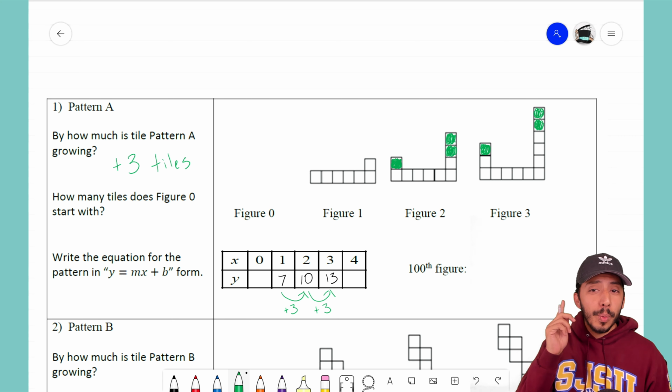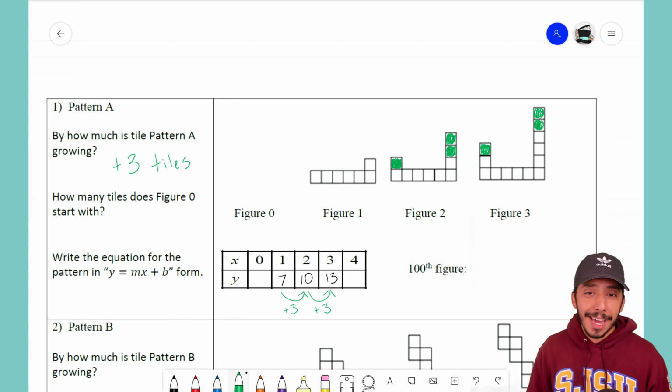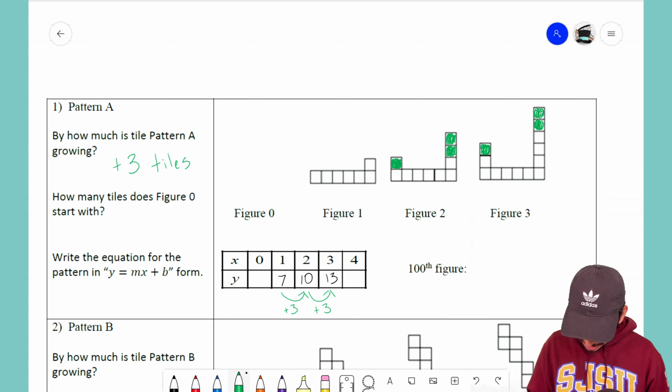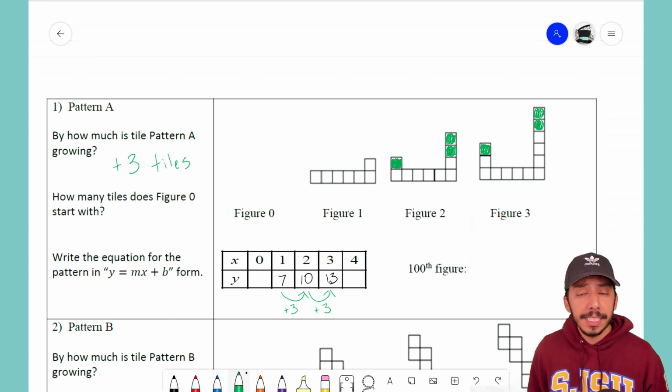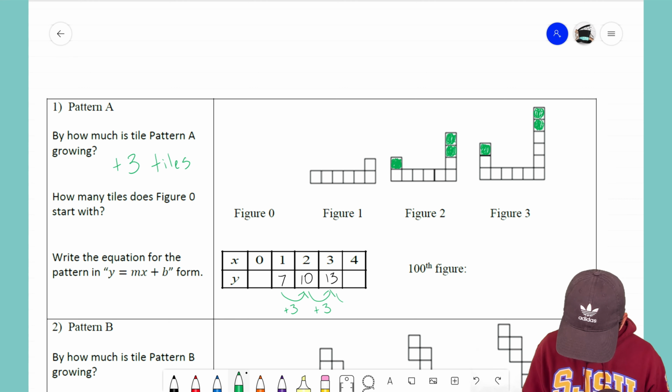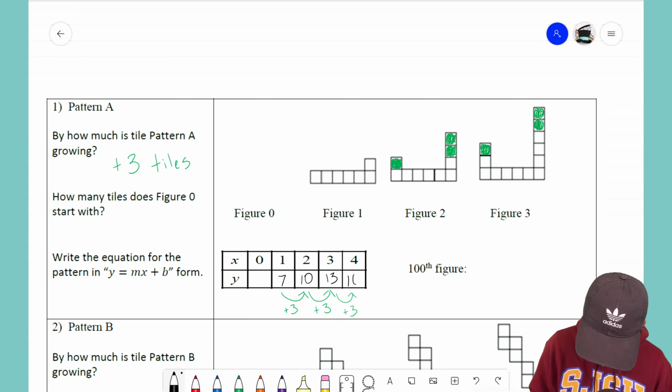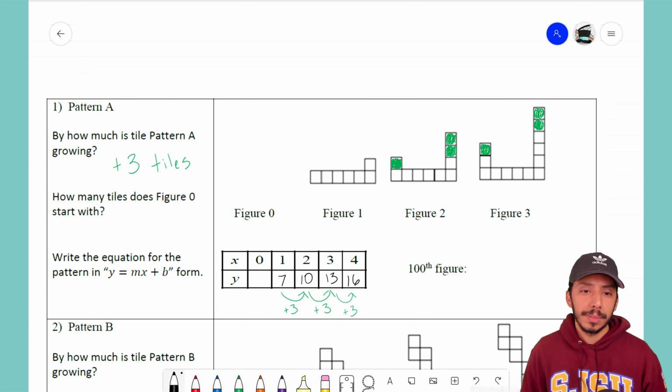Now I don't even know what figure 4 is. There's not even a space for us to draw figure 4. But I think I can deduce how many tiles figure 4 will have. Since I'm going to be adding 3 tiles to whatever figure 3 had, and figure 3 had 13 tiles, I know this pattern will continue, and I'll add 3. So figure 4 will have 16 tiles in total.